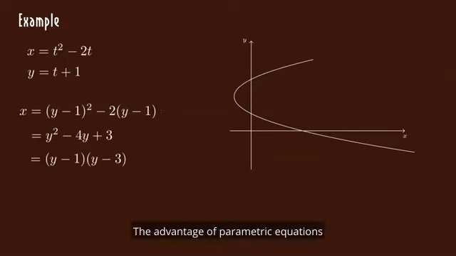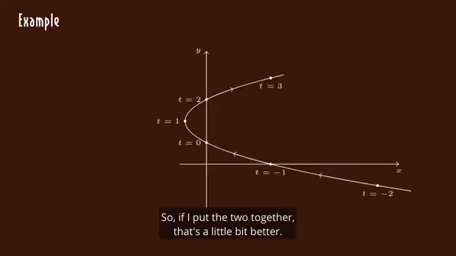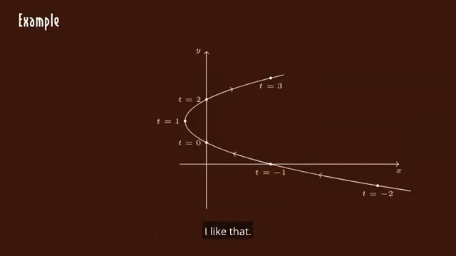The advantage of parametric equations is it not only gives you a path, but it also gives you timing on the path if t is equal to time. So if I put the two together, that's a little bit better. I like that. Another example.